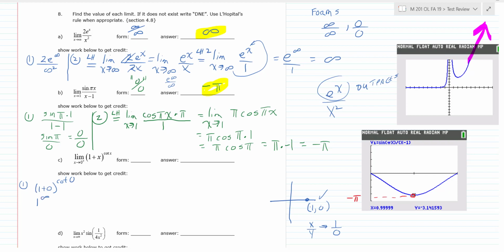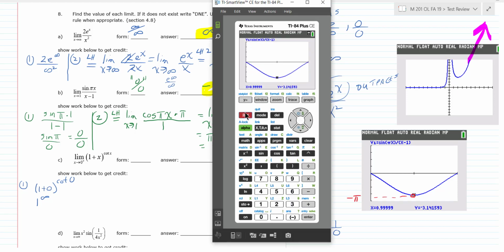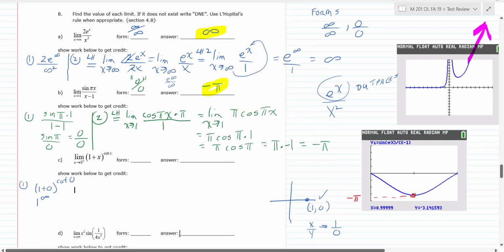So if you think about just taking 1 divided by a number real close to 0, all it's going to do is give you a humongous number. It's going to get bigger and bigger and bigger. So you have a vertical asymptote on the cotangent of 0. If you look at the cotangent graph and remind yourself of that, you have a vertical asymptote. So you have a 1 to the infinity form. That's one of the types of forms that we learned about.